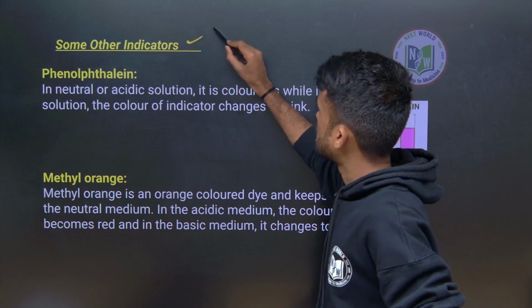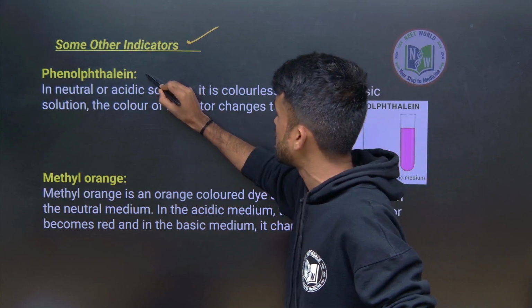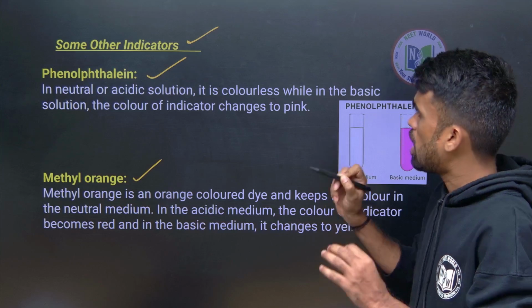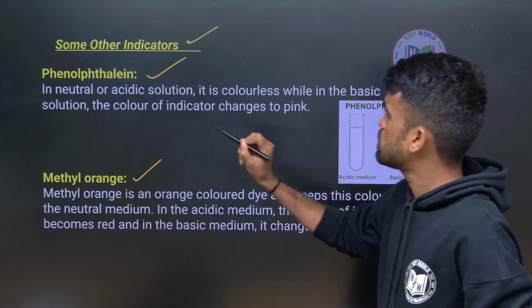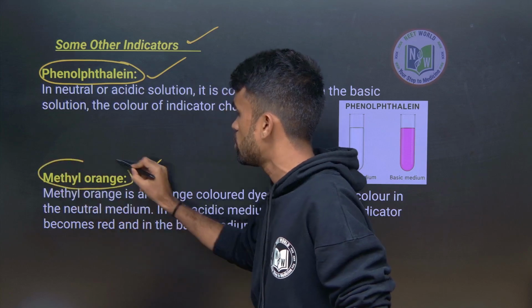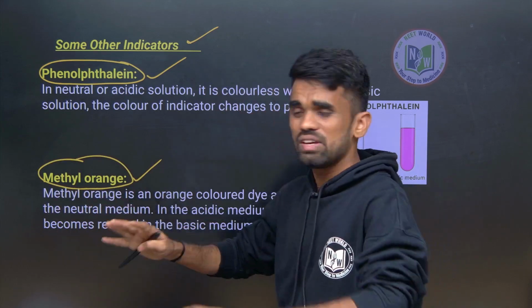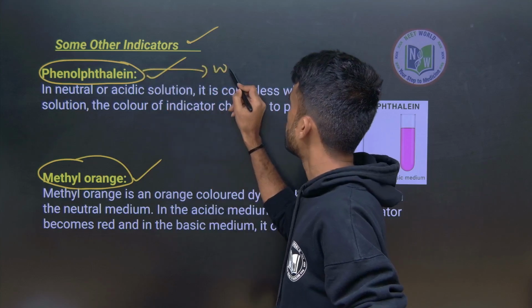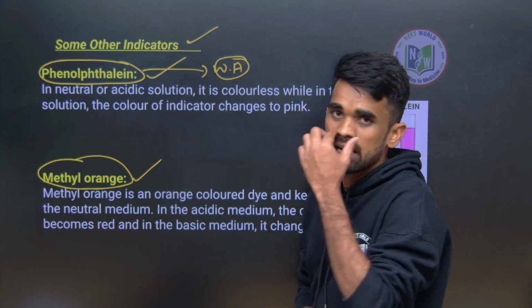Some other indicators here are synthetic indicators. One is phenolphthalein, another one is methyl orange. So what exactly is phenolphthalein? It is an organic compound, and this is also an organic compound. They have a very big structure, I will show you. Phenolphthalein itself is a weak organic acid.